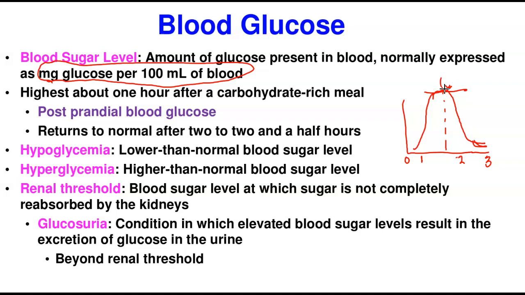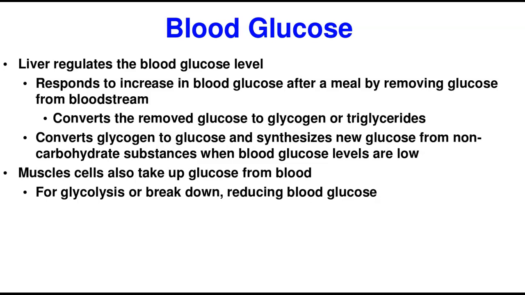In that condition, we say it is what? Glucosuria. So glucosuria simply means a condition in which elevated blood glucose levels result in the excretion of glucose in the urine. At that point, it has exceeded the what? Renal threshold.